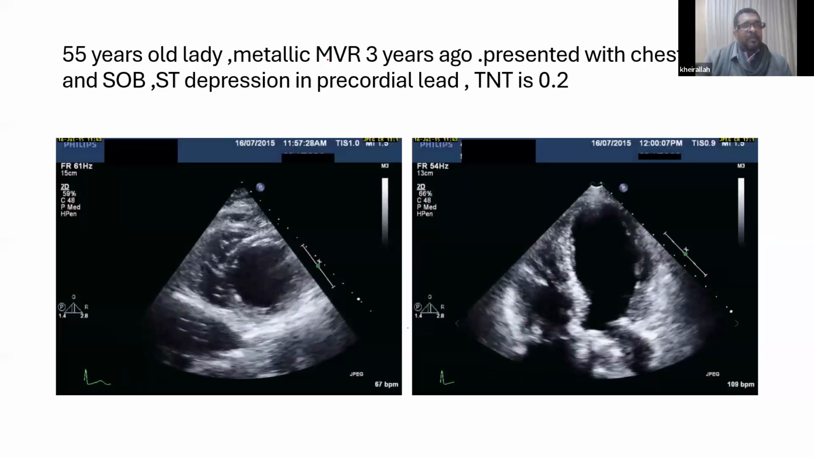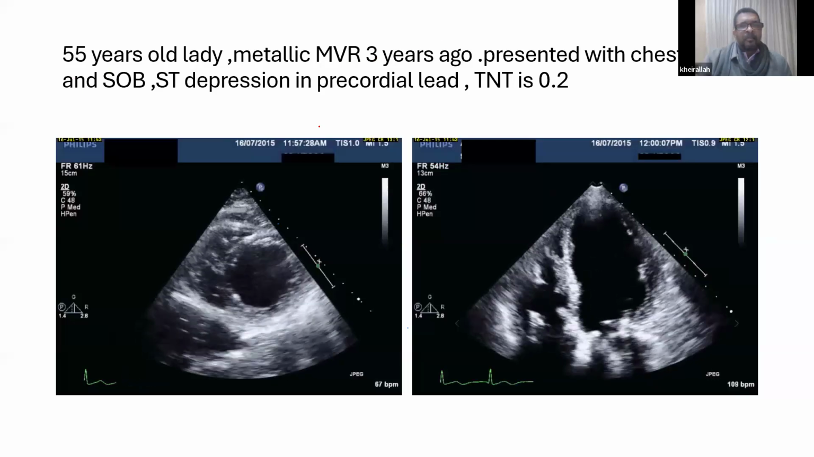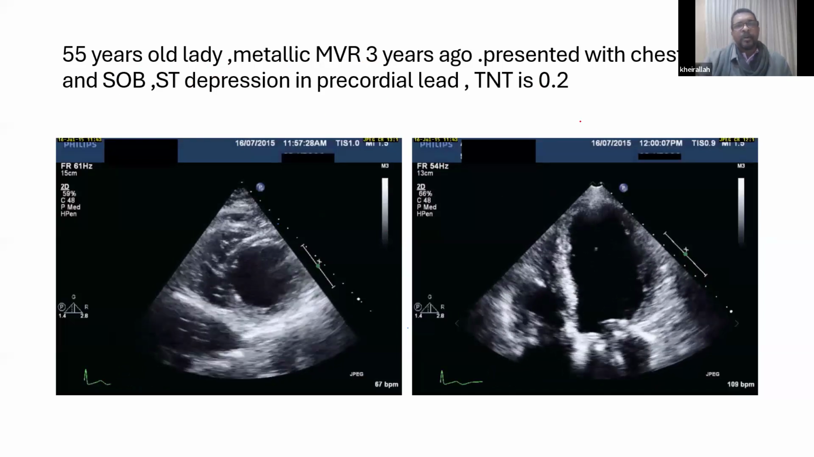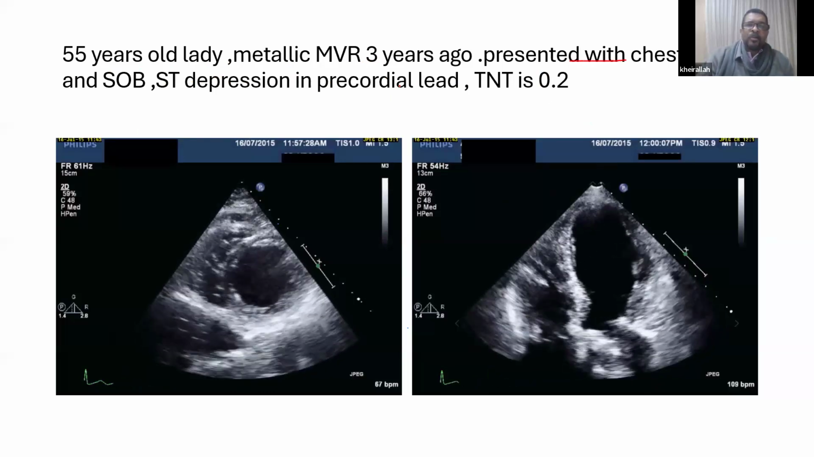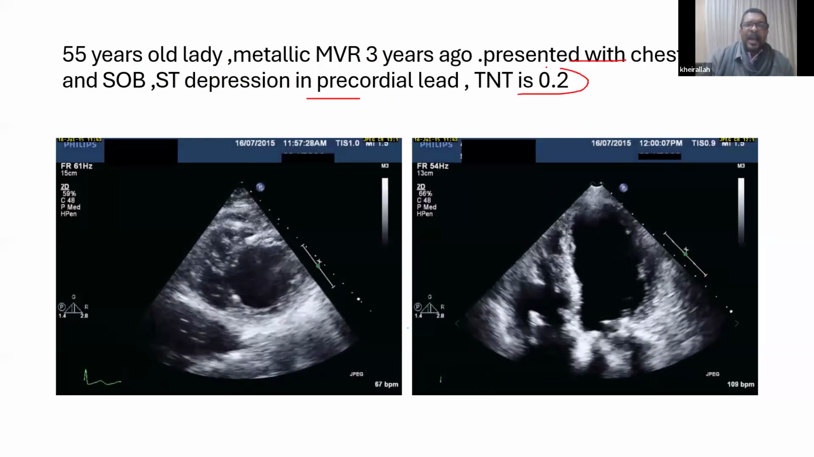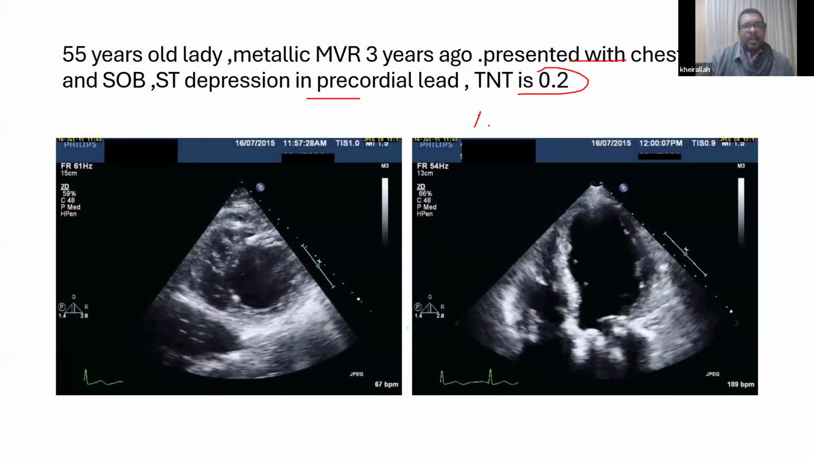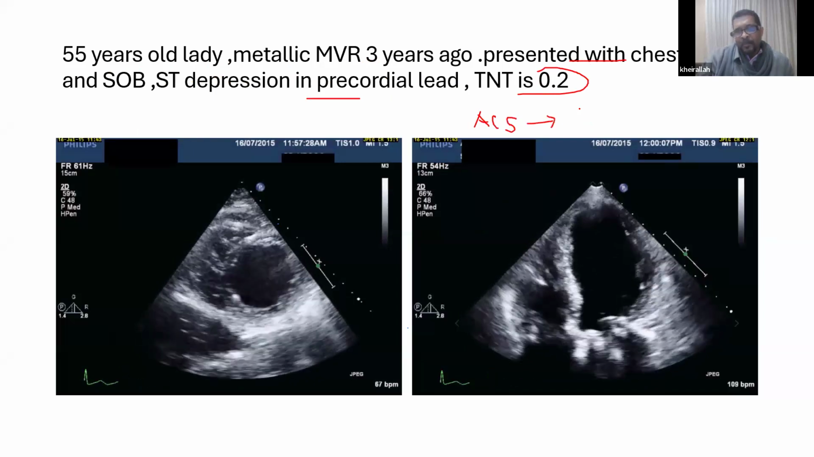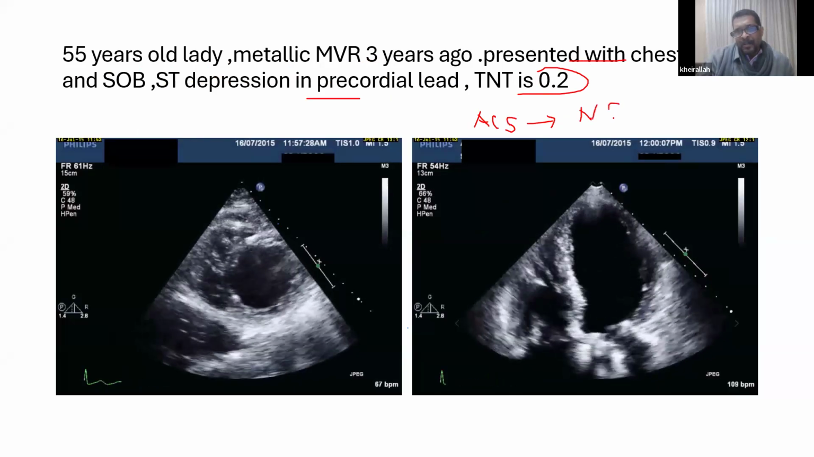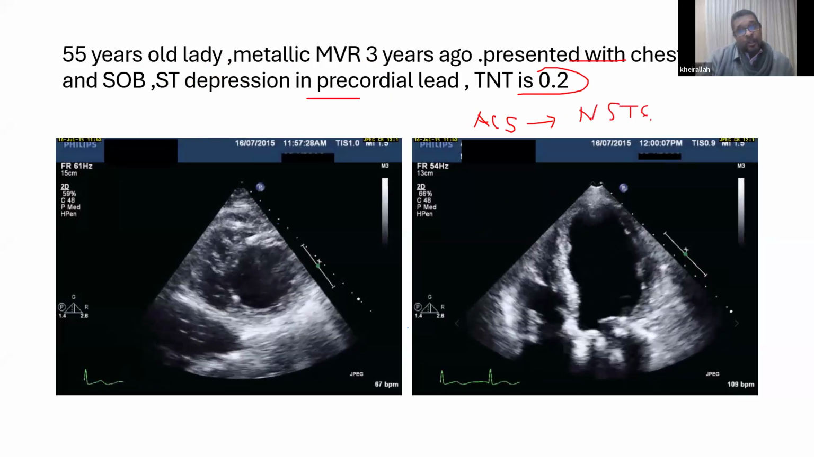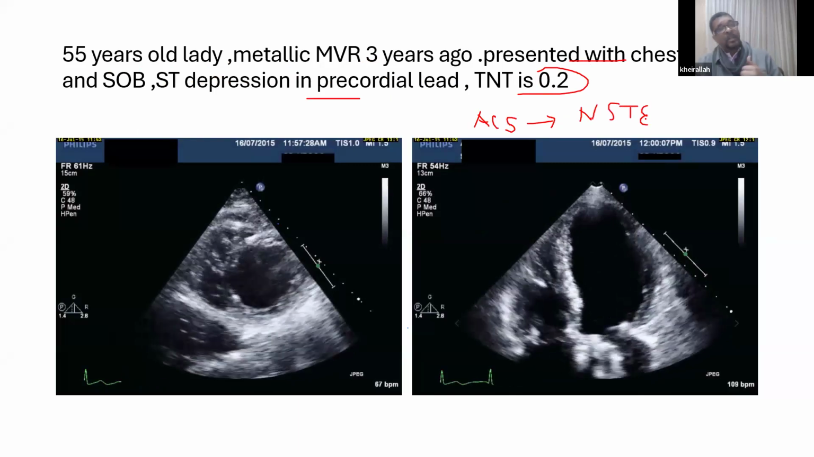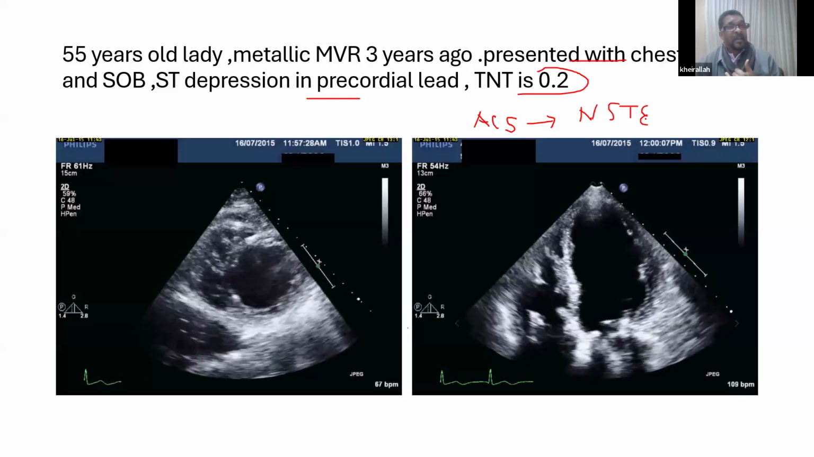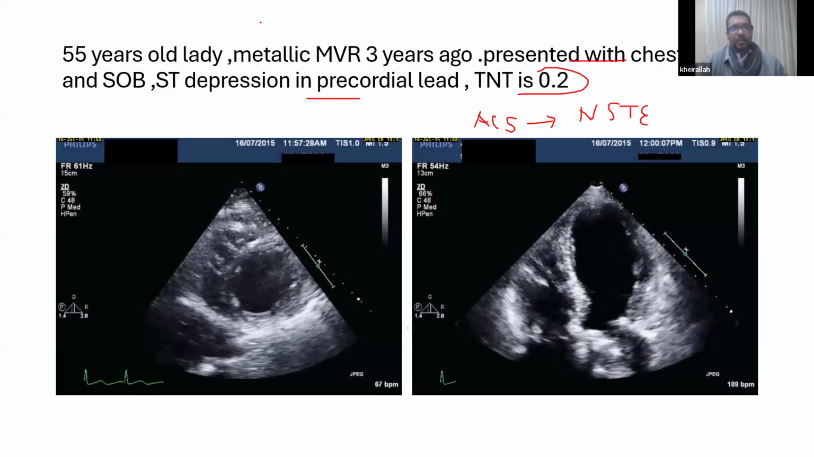This is a 55-year-old lady. She had a metallic mitral valve 3 years ago and presented with chest pain, shortness of breath, and ST depression in the precordial leads. Her troponin is 0.2. Given this scenario, chest pain, ECG changes, and elevated troponin, this is acute coronary syndrome. Which type? Which phenotype? Non-STEMI. Acute coronary syndrome has 3 phenotypes: unstable angina, STEMI and non-STEMI. There is no ST segment elevation, but there is leaking troponin. So this is non-STEMI.